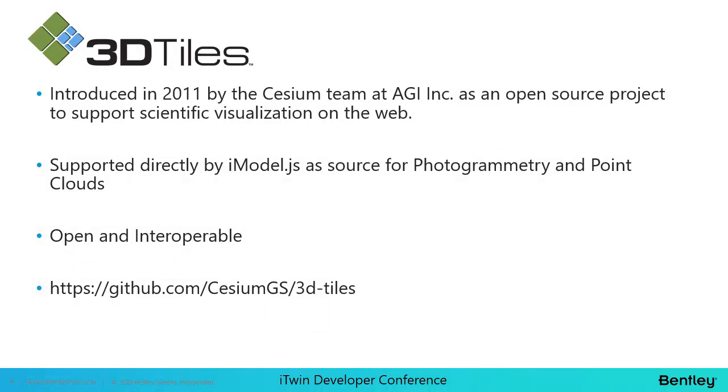Okay, now I'm going to switch gears and talk about the 3D tiles standard. The 3D tiles were introduced in 2011 by the Cesium team at AGI as an open source project to support scientific visualization on the web. The 3D tile standard is supported directly by iModel.js and is used as a source for photogrammetry and point cloud reality models. It's an open and interoperable standard, and there's the GitHub repo.